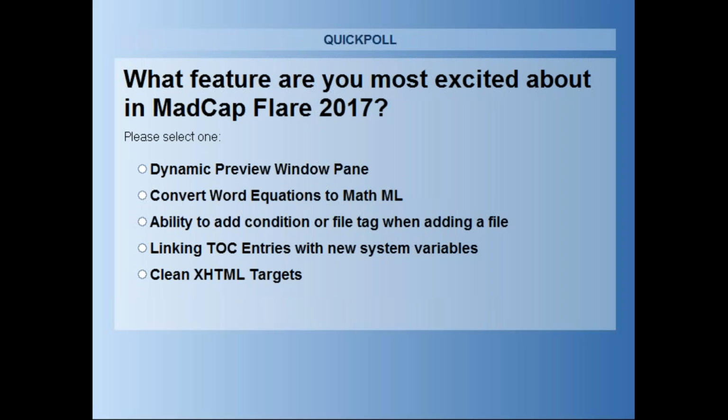Hopefully you all can see that. So we talked about the dynamic preview, convert word equations to MathML, the ability to add conditions and file tags when adding a file, automatically linking TOC entries to those system variables, and then we also talked about that new clean XHTML target. So hopefully that poll is up, and if you want to give a quick vote as to what your favorite feature is, it'd be great to see what you all think. I think what I'm going to do is while that's open, I'm going to switch over to PowerPoint here. Okay, so a couple more seconds. We'll keep that poll open, and we'll move on.